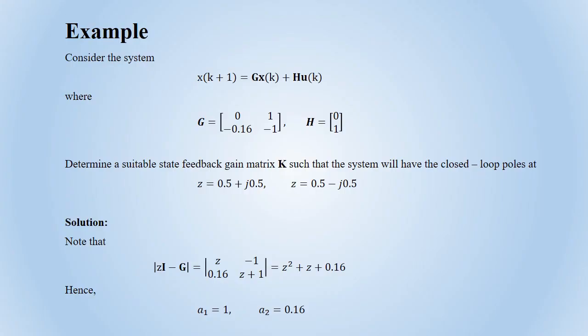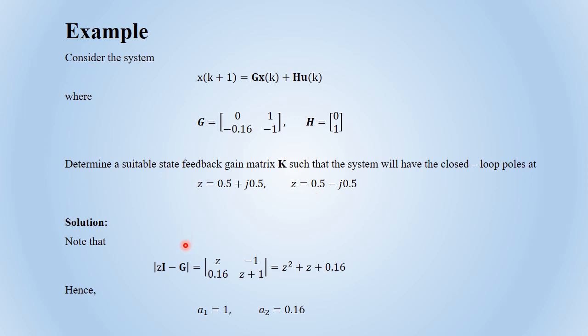We will consider now an example for design of state feedback. Let us consider the system given by x of k plus 1 is equal to G into x of k plus H into u of k, where G is equal to the matrix [0 1; -0.16 -1] and H is [0; 1]. The problem statement is to determine a suitable state feedback gain matrix K such that the system will have the closed loop poles at z is equal to 0.5 plus j 0.5 and 0.5 minus j 0.5. That is, the desired pole locations are at z is equal to 0.5 plus minus j 0.5.